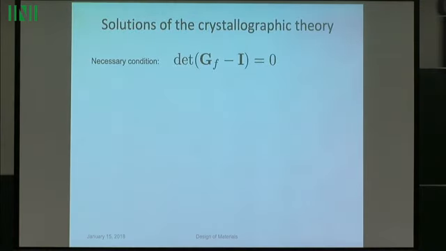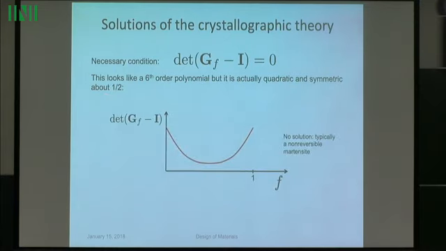Crystallographic theory of Magnetoelectric. So if you want to decide whether a matrix has its middle eigenvalue equal to 1, well, you could subtract the identity and take the determinant. That's certainly a necessary condition. Maybe it will give you an eigenvalue which is not the middle one, but anyway, you can start here. And this looks like a 6th order polynomial, but it's actually quadratic and symmetric about a half. So this looks like that. It's a quadratic function which is symmetric about a half. So to get started, we should look at that function.